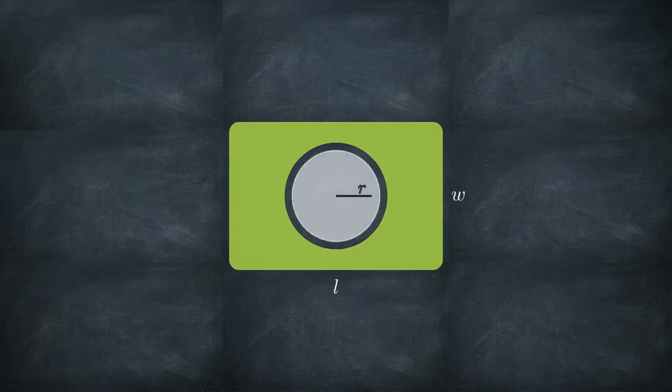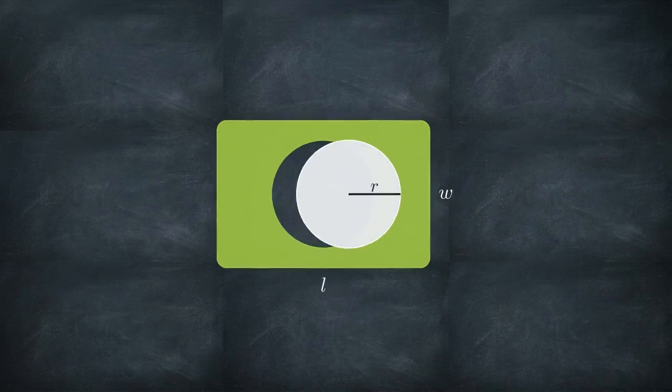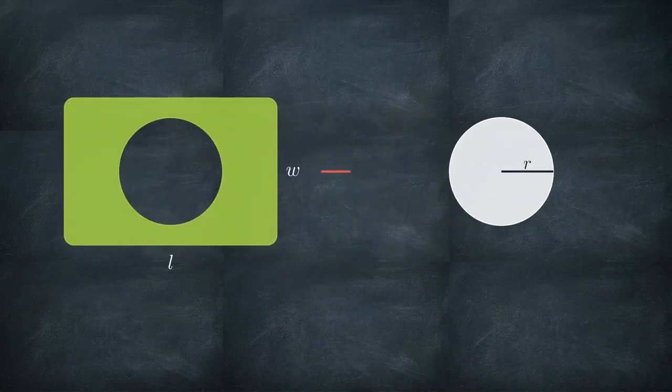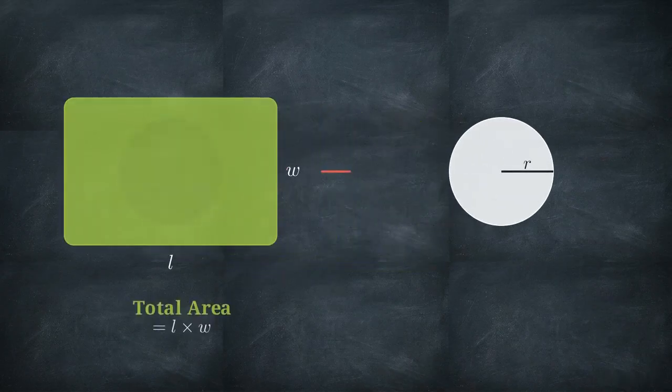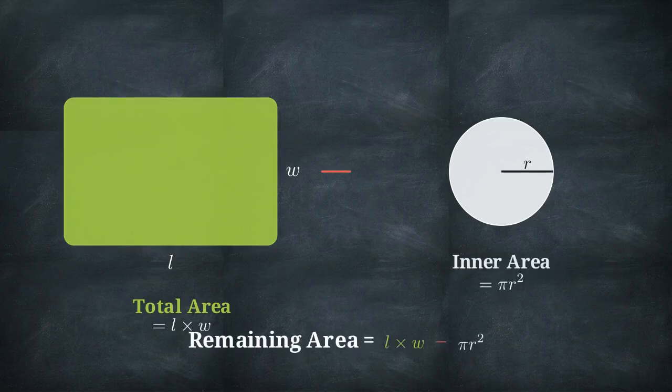The exam frequently tests composite figures. A classic scenario is finding the area of a circular track inside a rectangular park. Use the step-by-step subtraction method. Calculate the total area of the large outer shape, calculate the inner shape, and subtract.